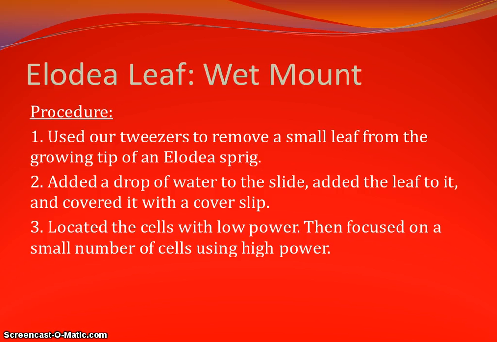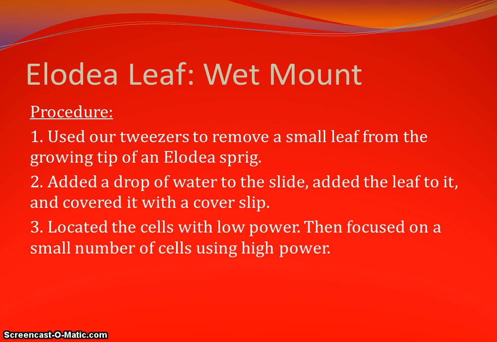During our lab, we prepared an Elodea leaf wet mount. In order to do this, we used our tweezers to remove a small Elodea leaf from the growing tip of an Elodea sprig, and then we added a drop of water to a blank slide, added the leaf to it, and then carefully covered it with a cover slip, again trying not to get any air bubbles in it.